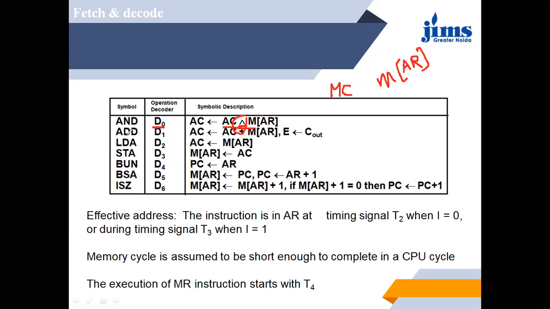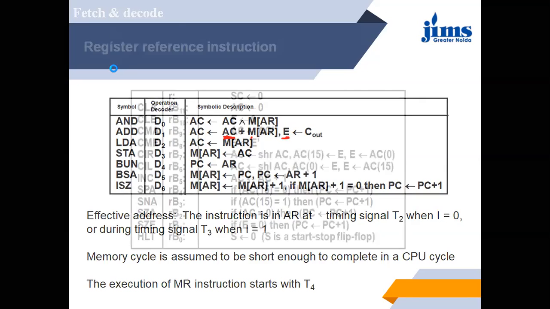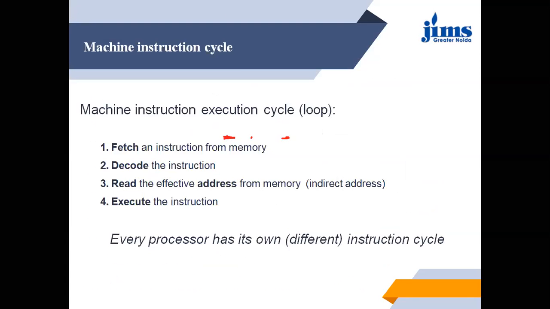This is add. D1 is going to produce add. So add of accumulator plus memory content at address register. And here you can see that we did not discuss the E. E is a register that is connected with the accumulator. You can see over here.